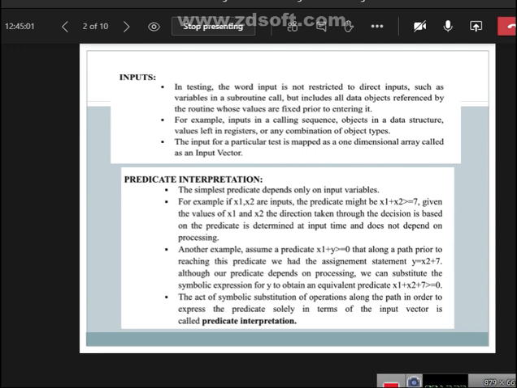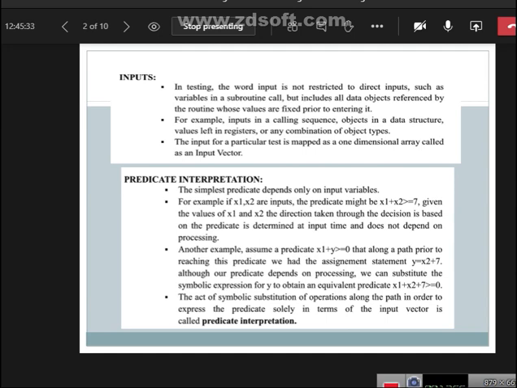We have the concept called arrays. In arrays, we can store multiple amounts of data at a time. Here, what they are saying is about the input for a particular test. If you are going to do a particular test, the input is mapped as a one-dimensional array called an input vector.